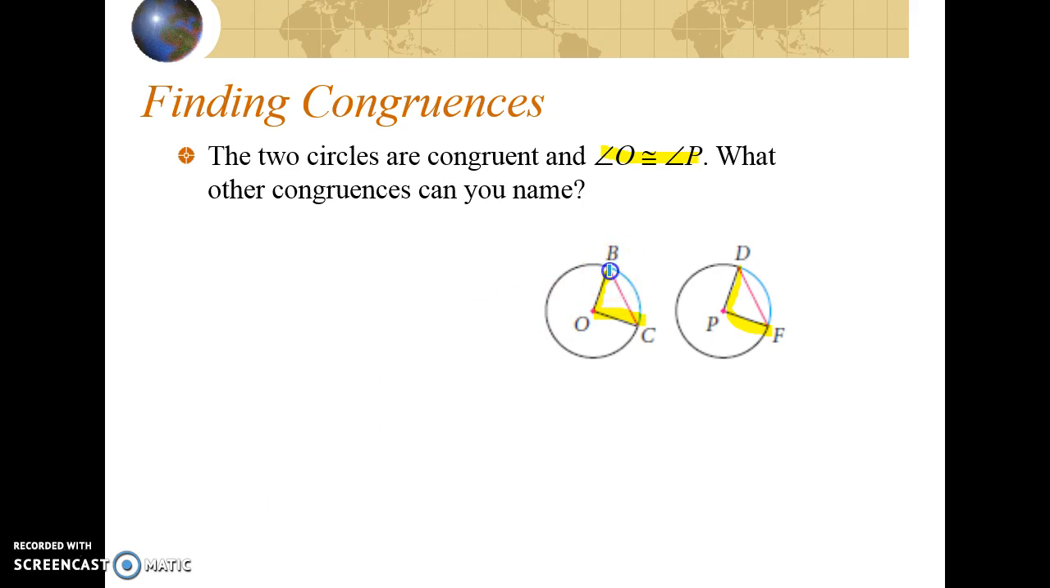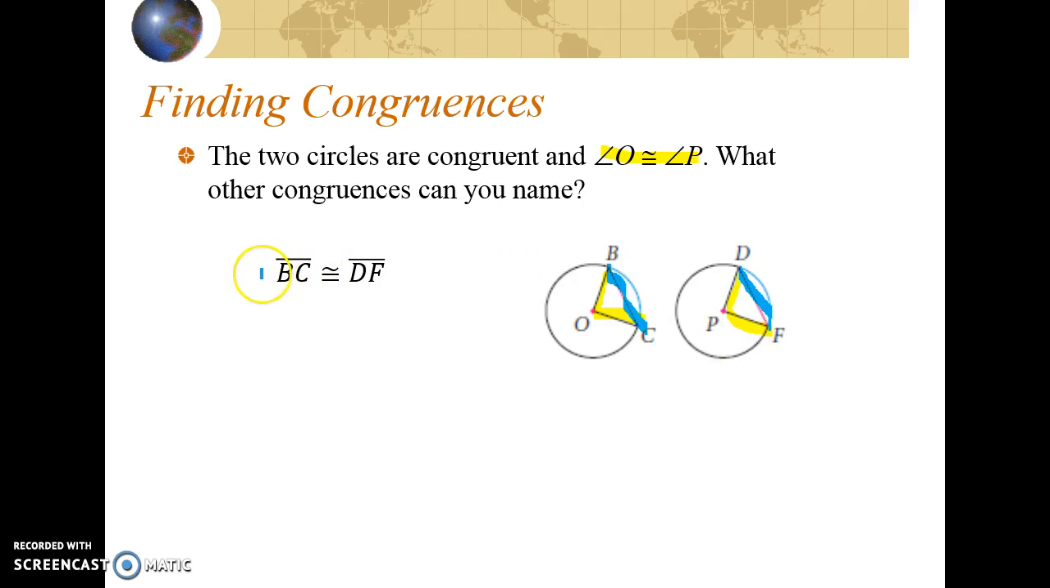Remember, a chord is a segment that intersects a circle in two places. So BC, that is highlighted in blue, kind of tough to use this highlighter on screen, BC and DF, these are both chords. BC is the chord that's made from angle BOC, and DF the chord from DPF. We can see that point B and point C lie on the circumference of the circle. Same is true with D and F. So those chords are congruent.